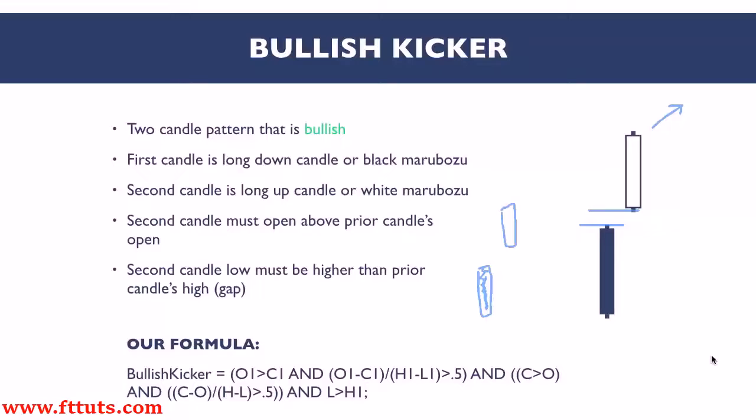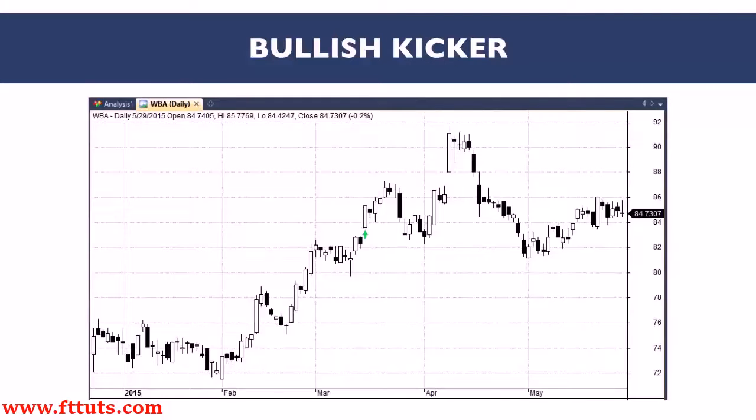Nevertheless, the bullish kicker is powerful when it does occur because it shows one side of the market, the bulls, are taking over. Here's an example in WBA. The stock opens on a gap up and that strength continues over the next few days.